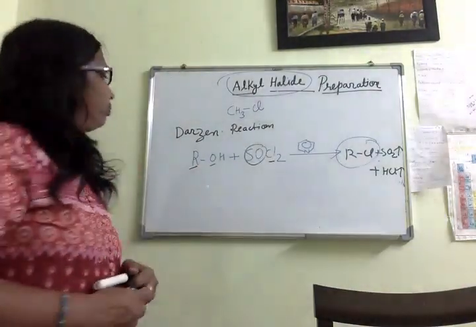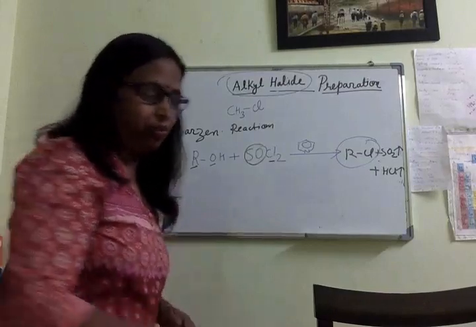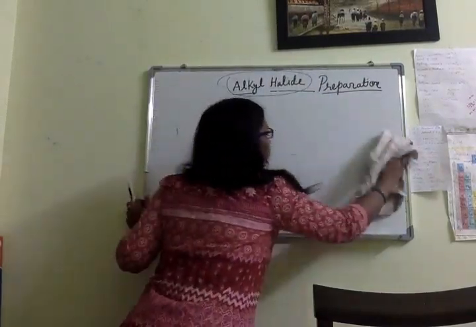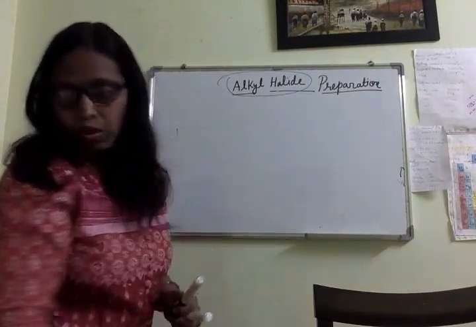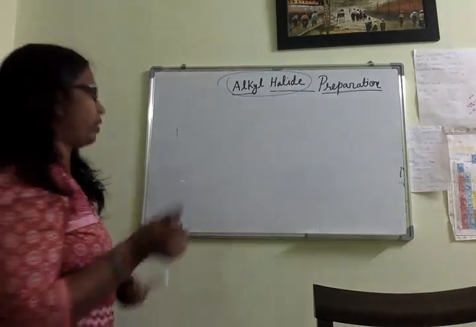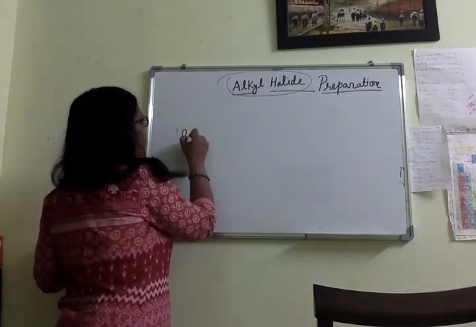Next method. First is from the Lucas reagent, second is the Darzens reaction. Third, from H2SO4 plus sodium bromide with ROH.